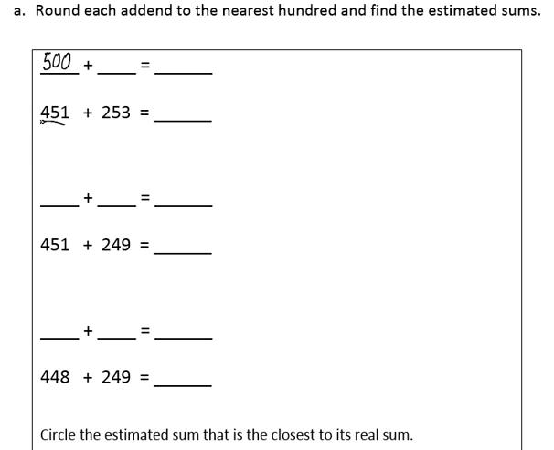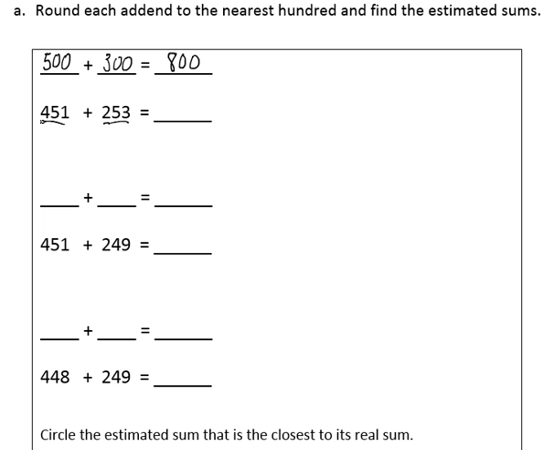In the next number, I have 253. I have 2 hundreds, so my answer will fall between 200 and 300, with the midpoint being 250. This number also falls after the midpoint, so we will round that up to 300. That means my estimated sum is 800.